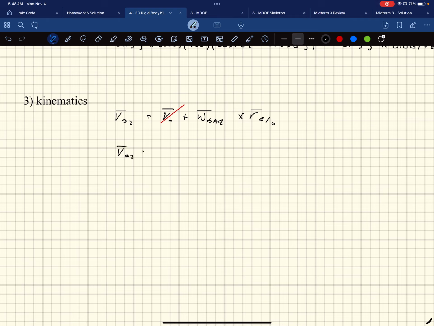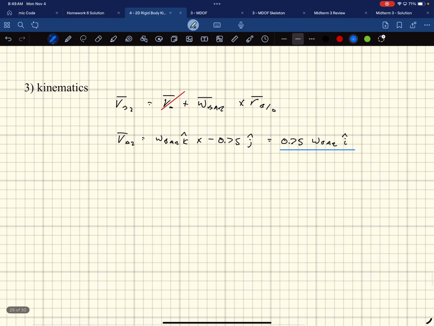v_B2 is equal to omega bar in the k direction, and I cross that with negative 0.75 in the j direction. And that equals 0.75 omega bar in the i direction. There's our relationship. That's what v_B2 is equal to in terms of omega bar, right? Now I just take that and I substitute it in up above.